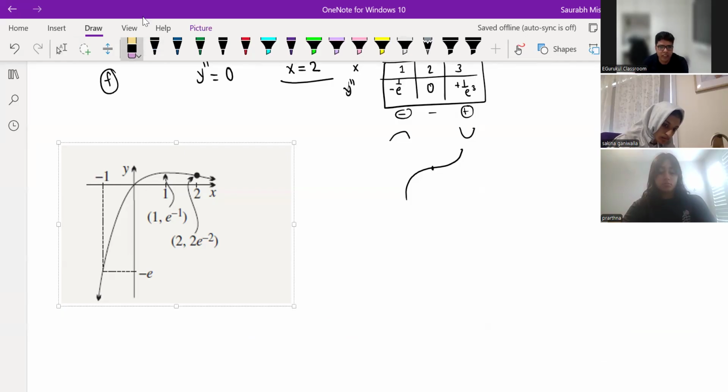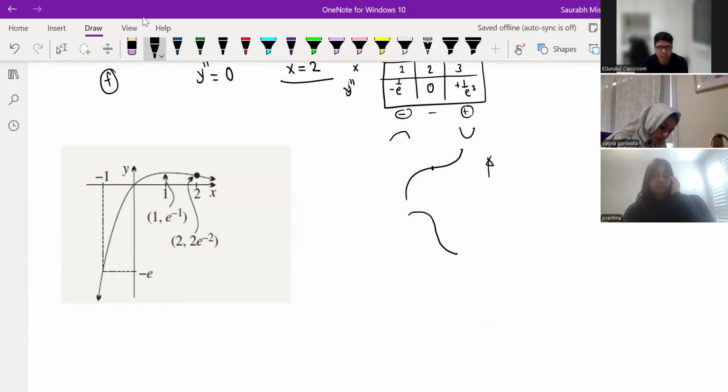If it is increasing, it will be like this. This is for the increasing part. And if it is decreasing, then it will be like this in this scenario. Concave down and concave up. I think this is the case where you have the decreasing part. Clear? Sakina? Pratna? Any question?